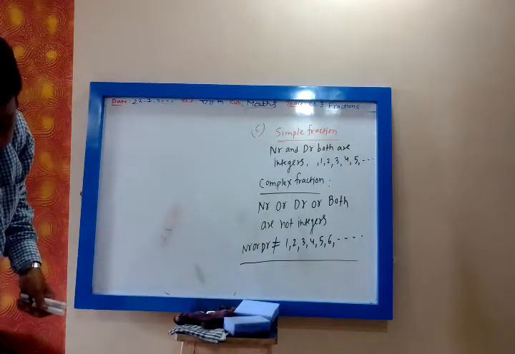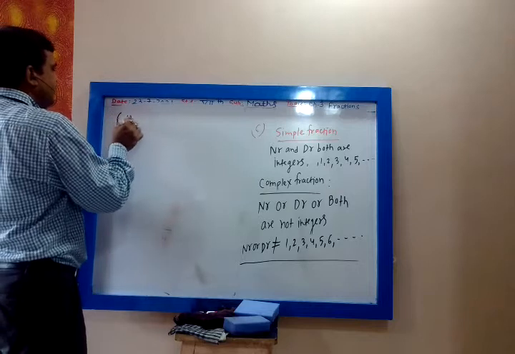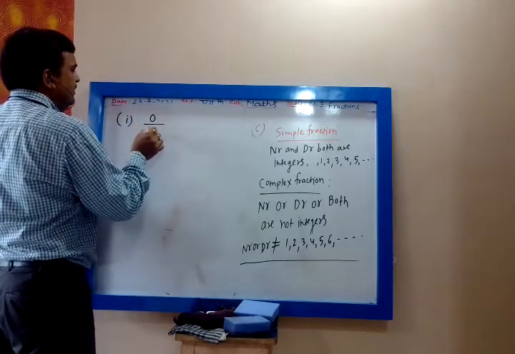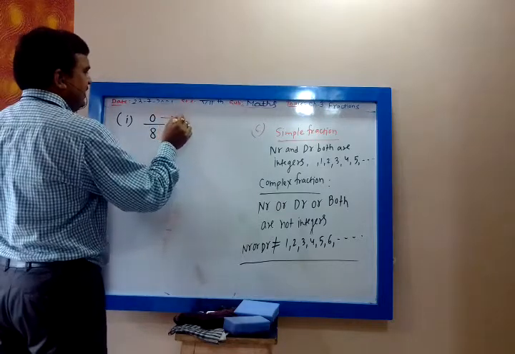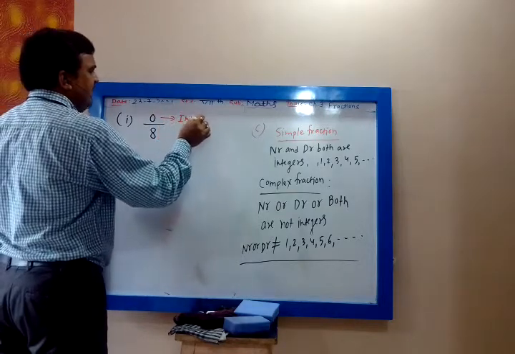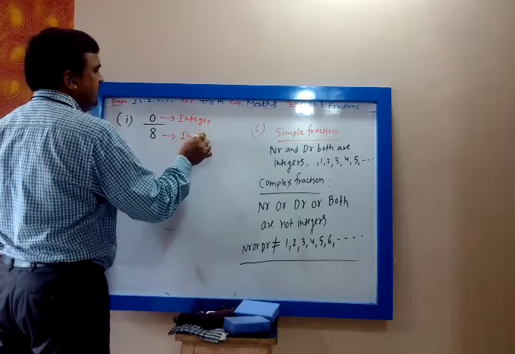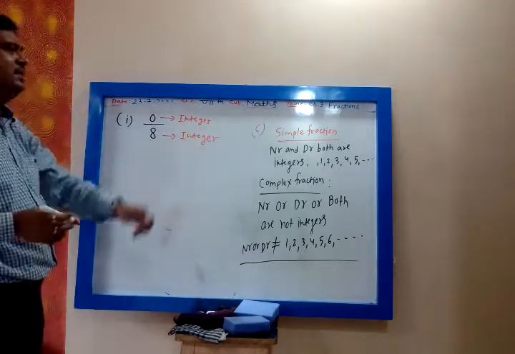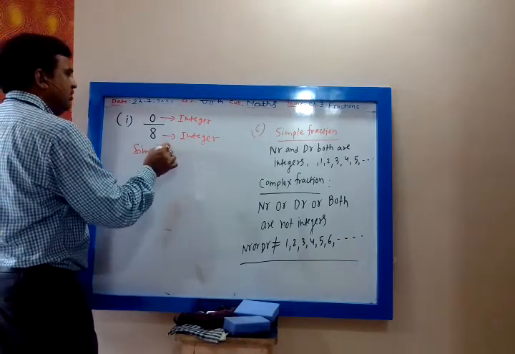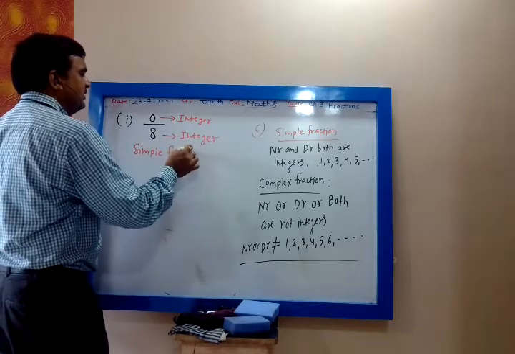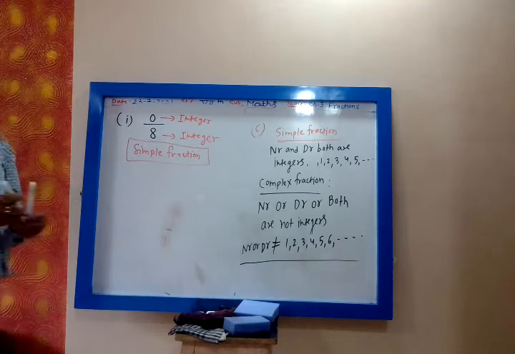First it is 0 by 8. What is 0 by 8? Tell me. 0 is an integer. And 8 is also an integer. So whenever numerator and denominator both are integers, what type of fraction is that? Simple fraction. So this is a simple fraction because numerator and denominator both are integers. Okay.